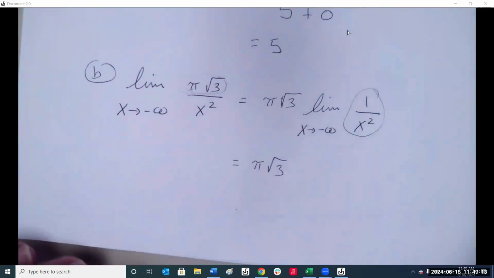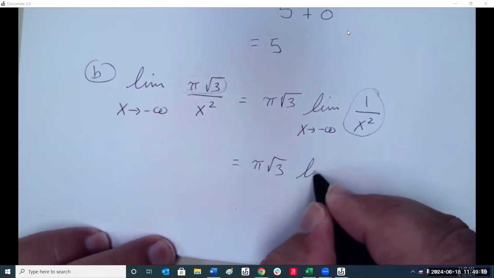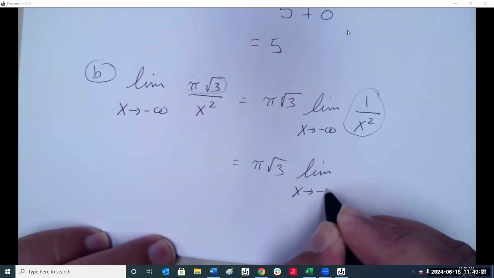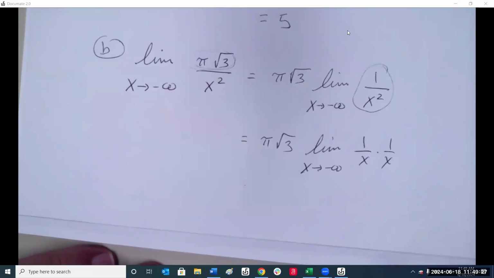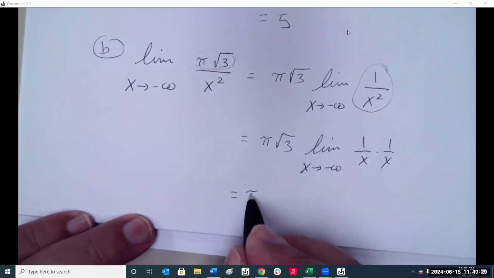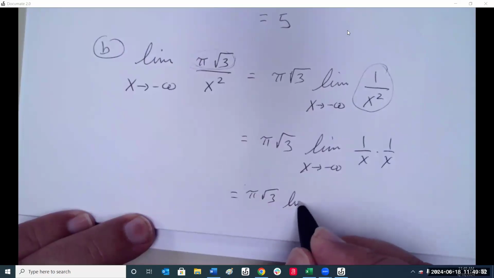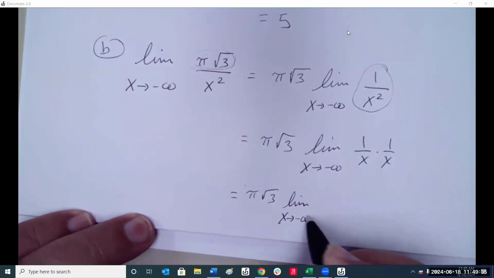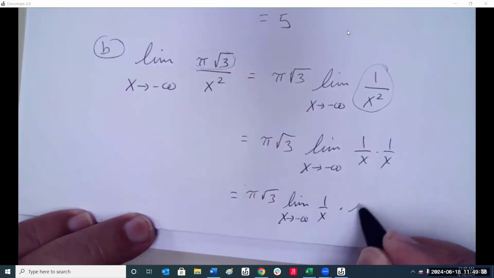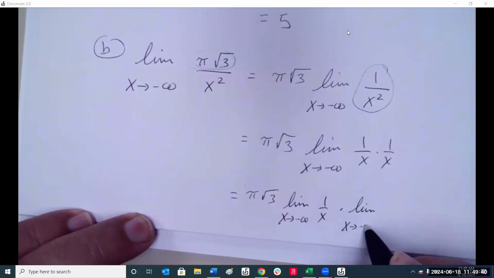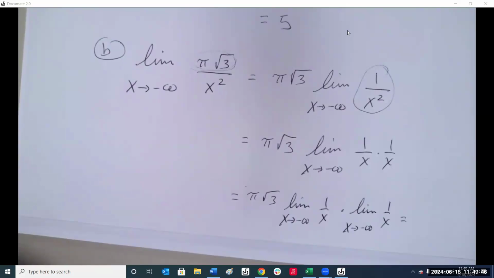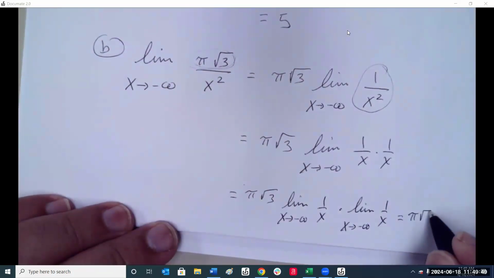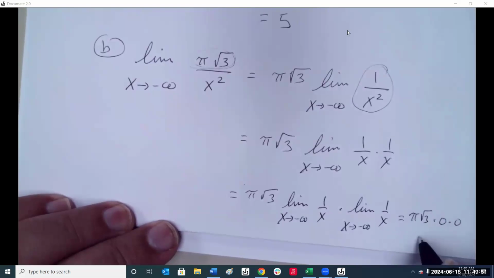Now this one, in order to be able to use a property, we can rewrite this as 1 over x times 1 over x. The limit as x goes to negative infinity of 1 over x times the limit as x goes to negative infinity of 1 over x becomes pi radical 3 times 0, which is 0.